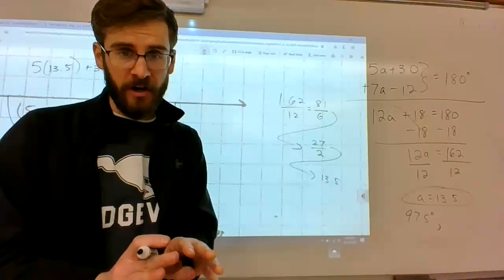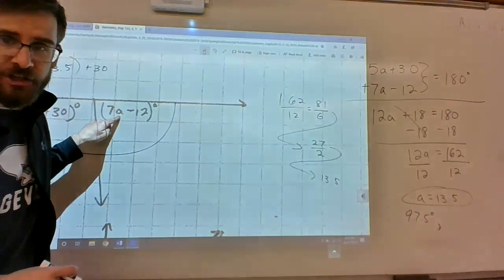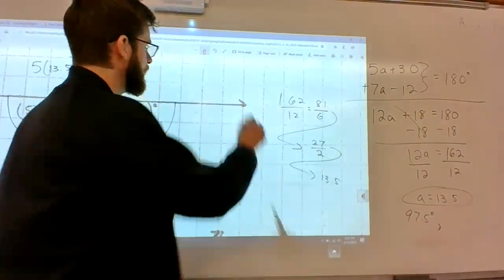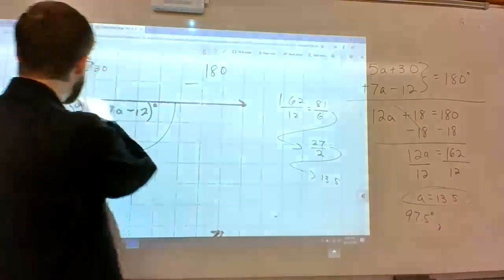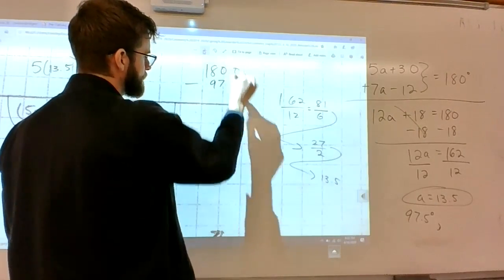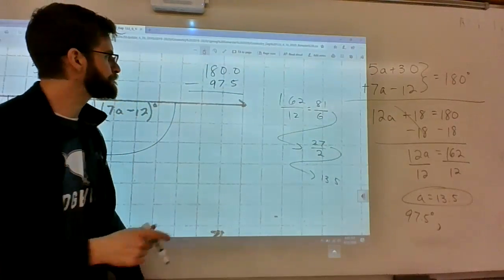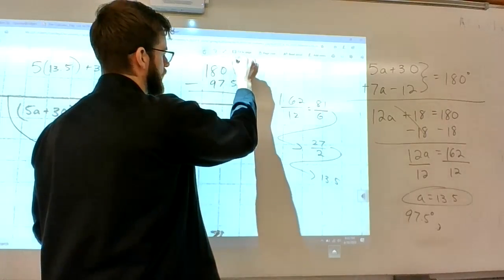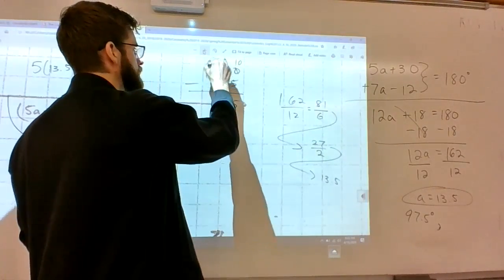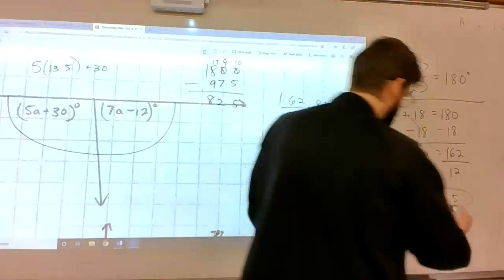Now, here's a quick shortcut. If you don't want to plug the 13.5 back in here, you can just say, hey, they both have to add up to 180 degrees. So take 180 minus the 97.5 you just got. Now, this only works if you've got just 2 degree measures here. All right, so 0.5, 2, 82.5 degrees.